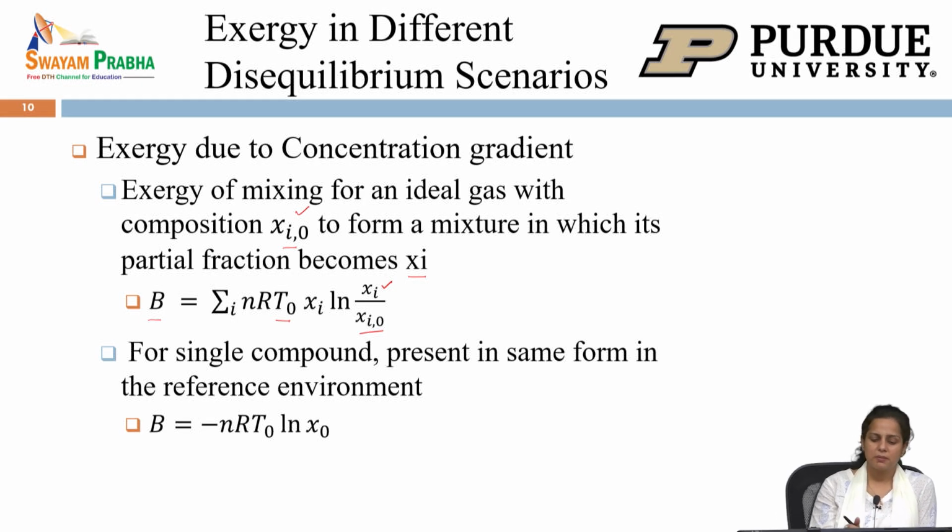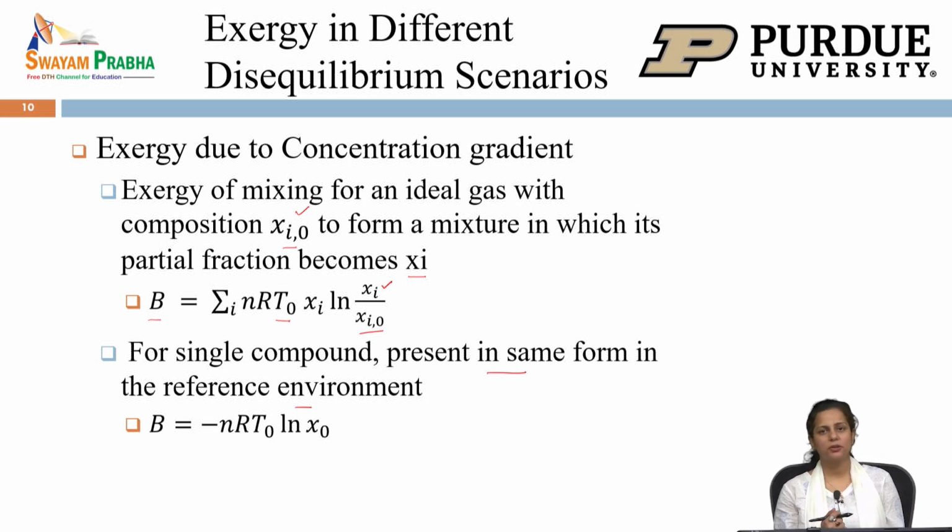If you have a single compound that is present in the same form in the reference environment, then it is simply given as minus nRT0 ln x0. So, these are some simple expressions that are used for calculation of exergy in different stages.